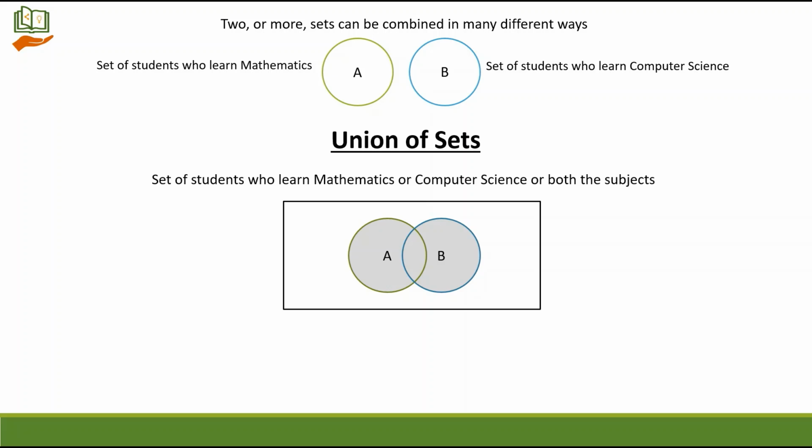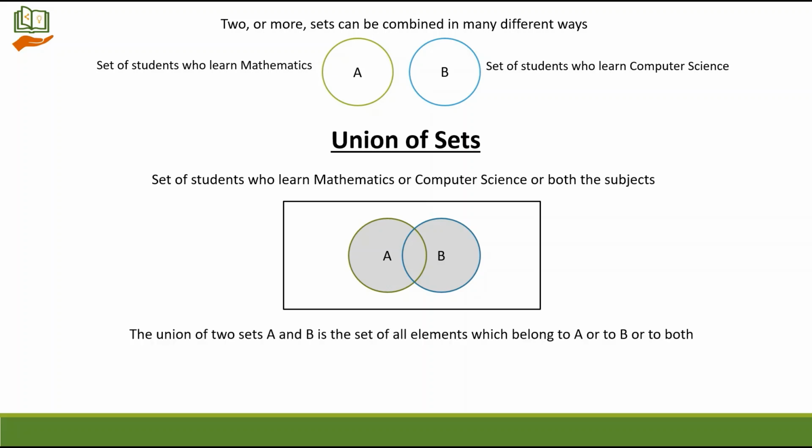The union of sets means selecting the elements from both the sets together. The union of two sets A and B is the set of all elements which belong to A or to B or to both. Here we have the common elements for A and B. Even this part is taken for union purpose. How do we represent them? We represent using this particular notation, A union B.